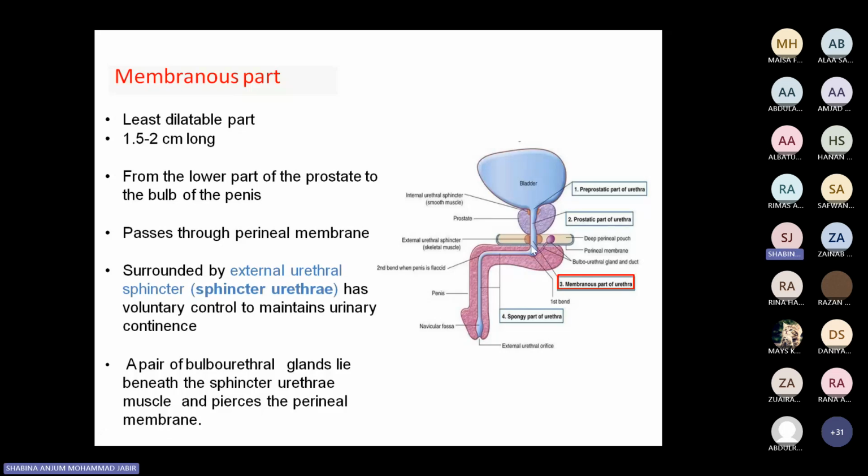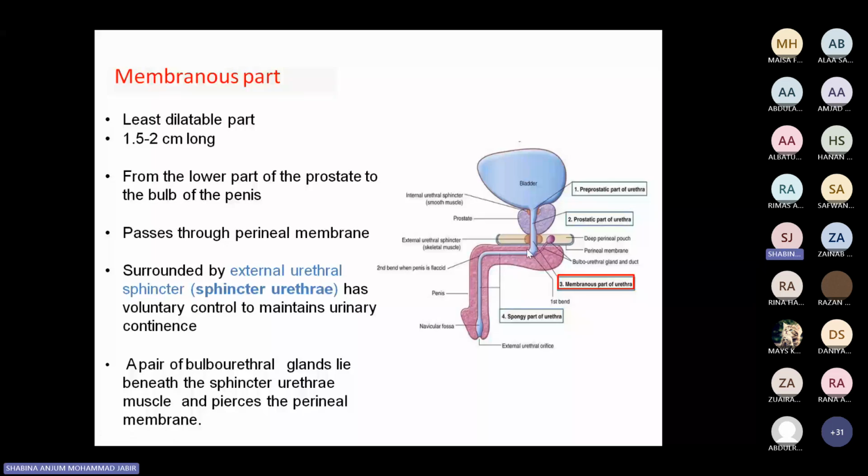A pair of bulbourethral glands is beneath the sphincter urethrae muscle. You can see it is piercing the perineal membrane. So these are the bulbourethral glands, and they pierce the perineal membrane.